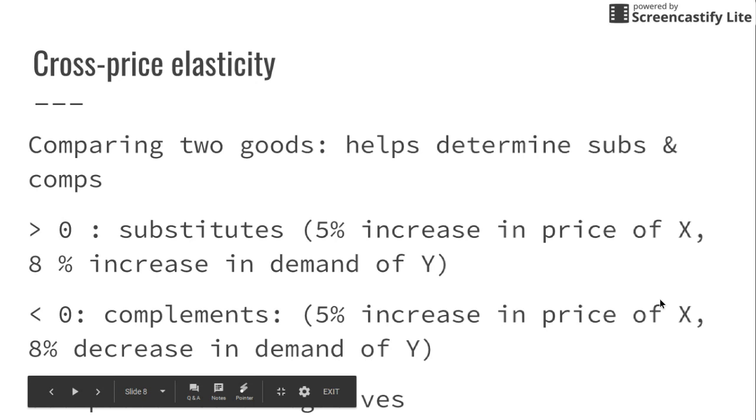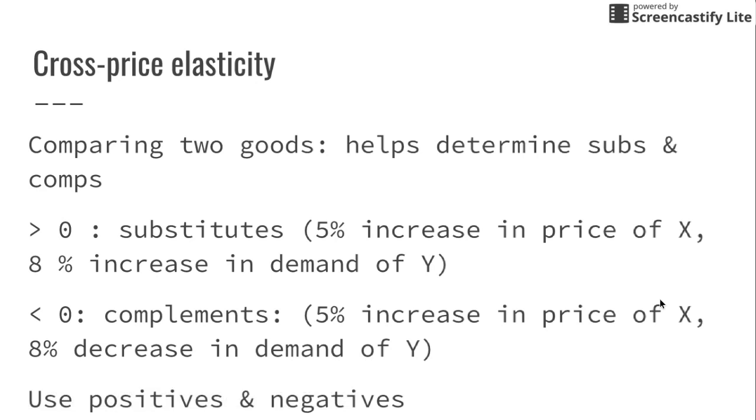For cross price, again, you're using positives and negatives. If you have a number that's greater than 0, it's a substitute. In the example I give there, if the price of one good increased by 5% and demand of another good increased, well, just think of your laws of demand here, then it's a substitute. It's going to be a positive relationship. A negative relationship would be complements. Price of one good goes up, demand for the other goes down. They have a correlation there, so they're complements. So negative numbers, complements; positive numbers, substitutes.